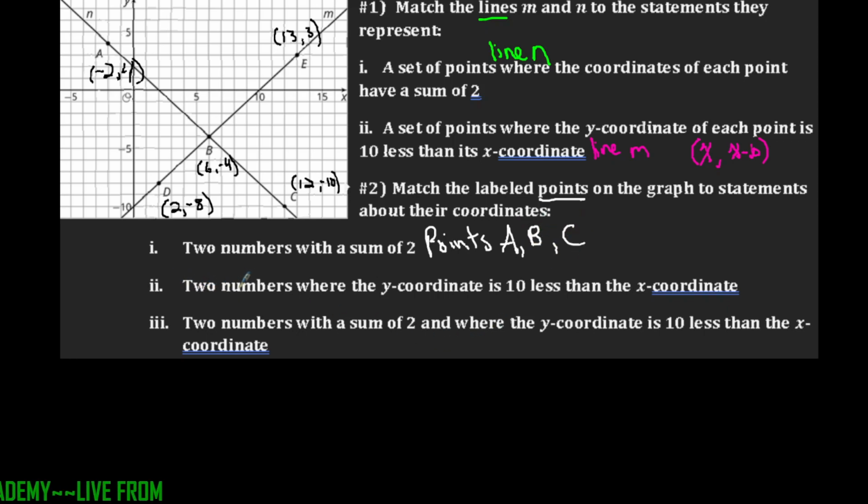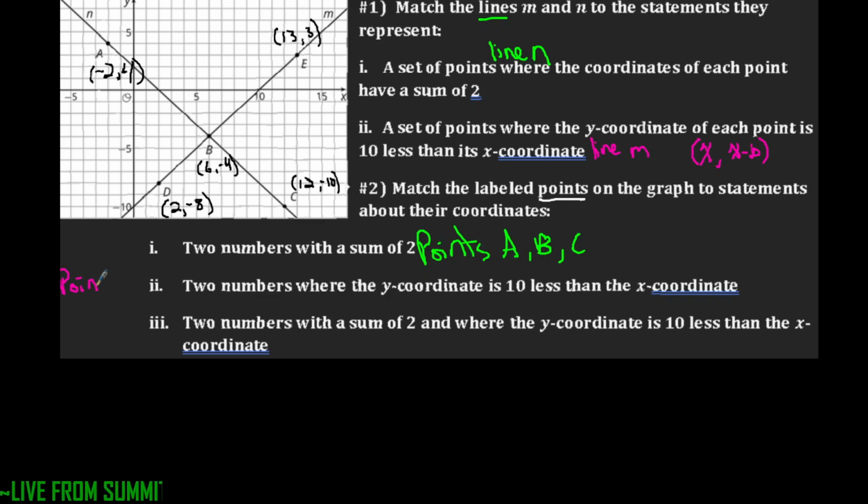Then for the second part, it says two numbers where the y-coordinate is 10 less than the x-coordinate. Well, that's just going to be the points on the line M. Let me do it in green to show that it goes with that line. So let's say points D, B, and E for line M.